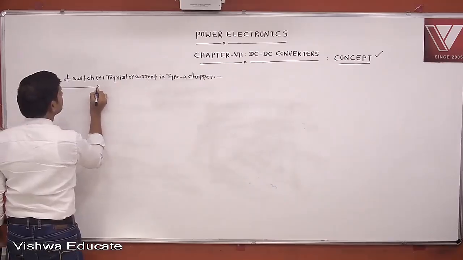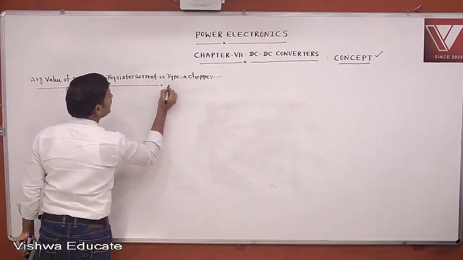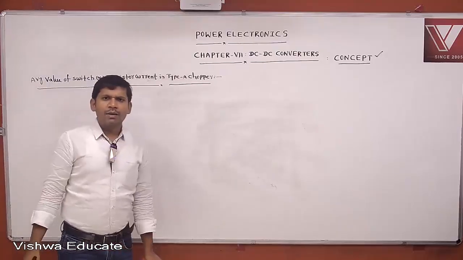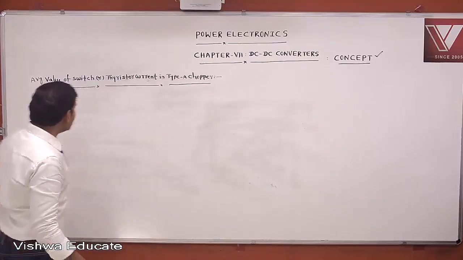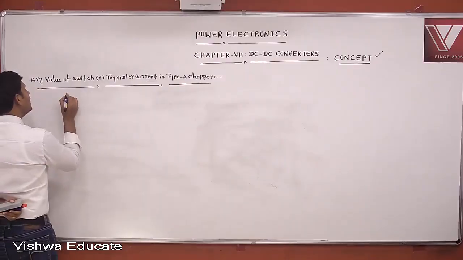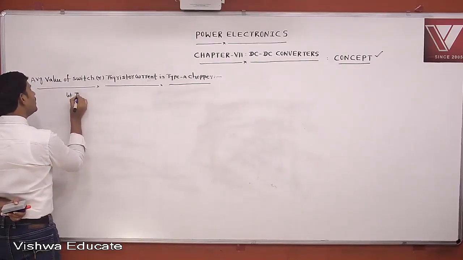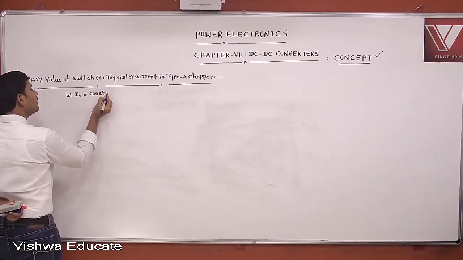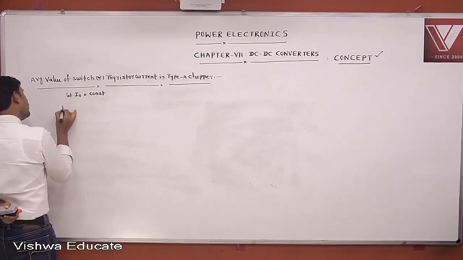Average value of switch or thyristor current in type A chopper. Here this formula I am giving with the assumption of constant current. Let us assume that a constant current is supplied to the load. Let I naught be constant. The average load current is constant. If it is constant, then what is IT average?